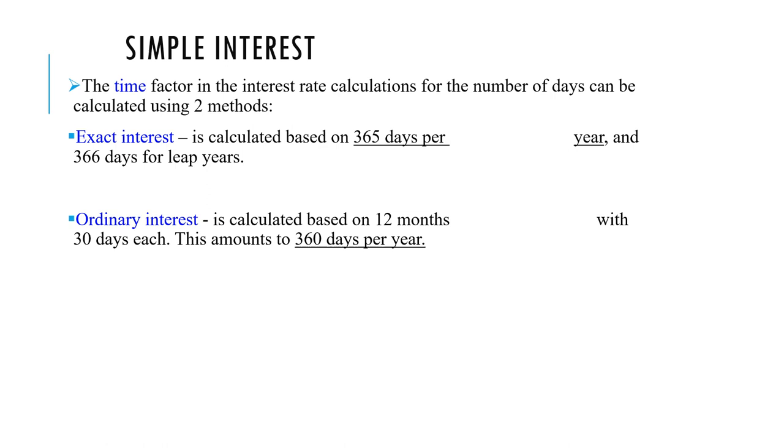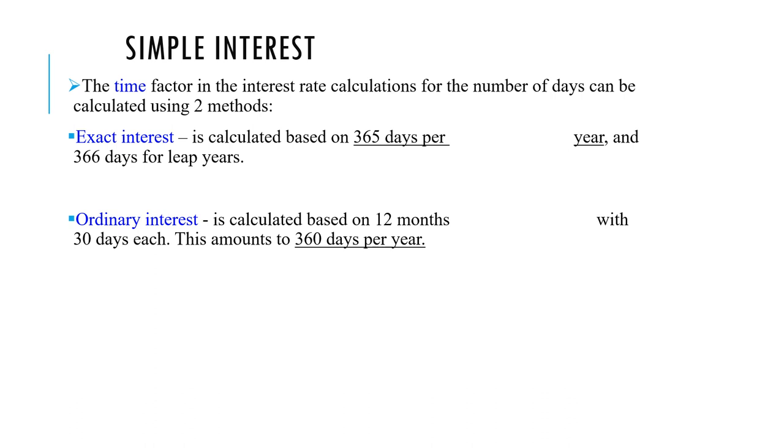Okay, there are two types of simple interest. One is exact and one is ordinary. Okay, most banks use ordinary interest rate. Exact interest is based on the number of days exactly in a year. That is what it means simply. So there are exactly 365 days per year, and for leap year is 366. So if you see exact interest, it is exactly that many days. Ordinary interest is 360 days. Ordinary interest is what most financial institutions use.